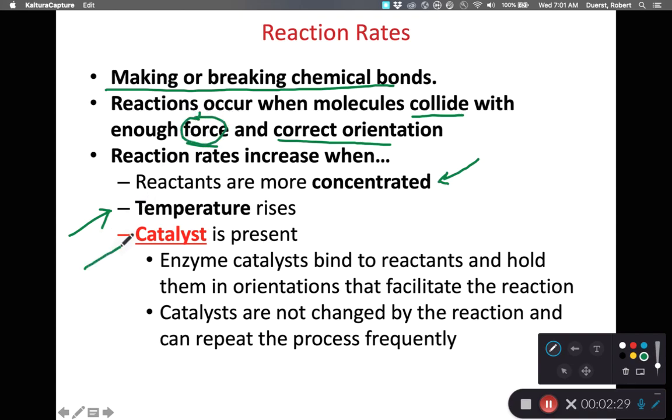And then finally, we can add a catalyst. When we think of a catalyst, I want you to think of something that speeds up the rate of reaction, but is not used up in the reaction. In the human body, we have a lot of protein-based catalysts called enzymes. Enzymes will bind to a reactant and hold them in a specific orientation. That specific orientation makes it more likely that the collision will have the correct orientation for the chemical bond to occur. A key thing we need to emphasize here is that catalysts are not changed by the reaction, and we can reuse them. We can repeat the process of catalyzing a reaction with the same catalyst over and over again.